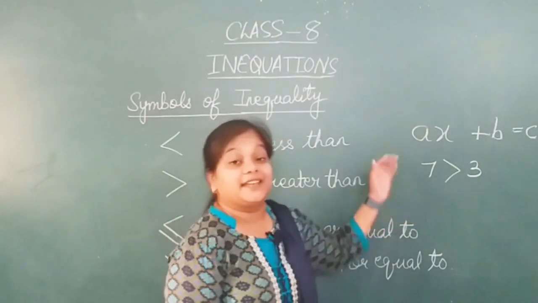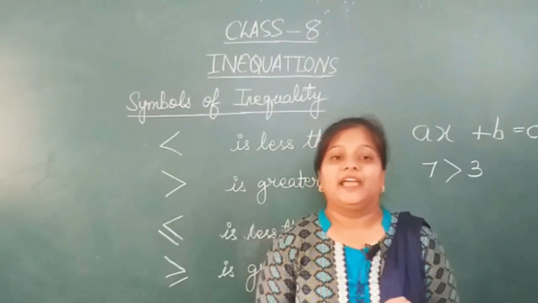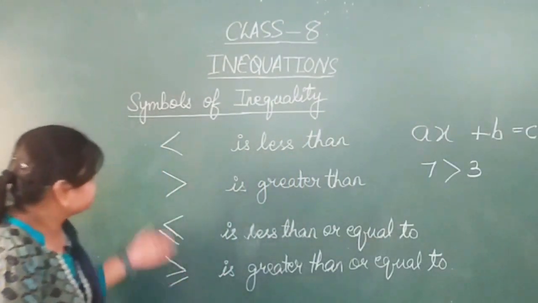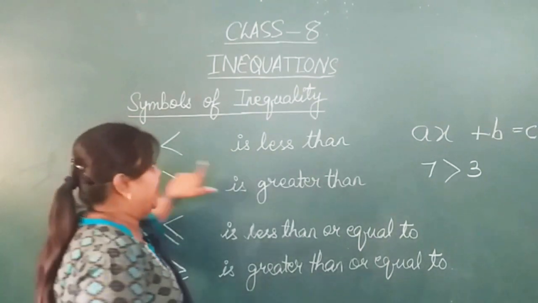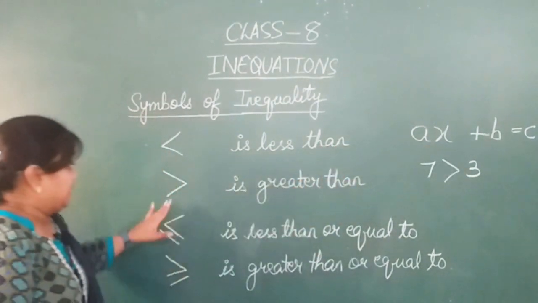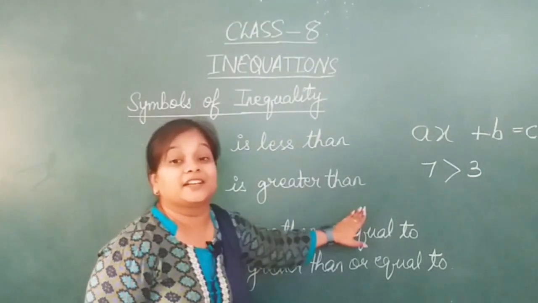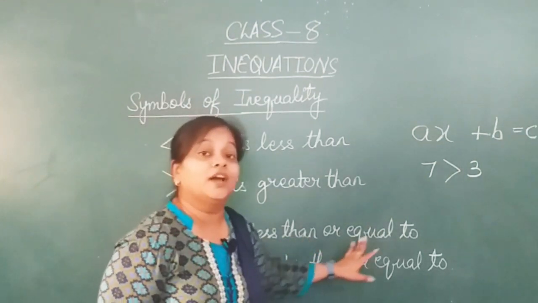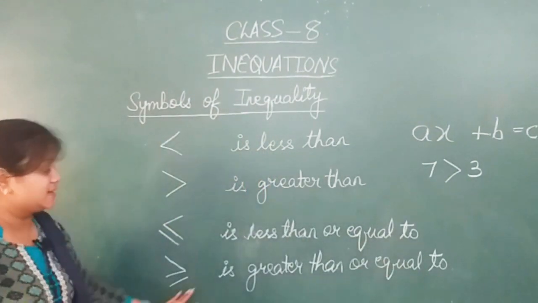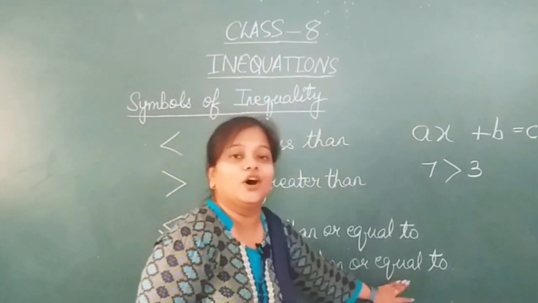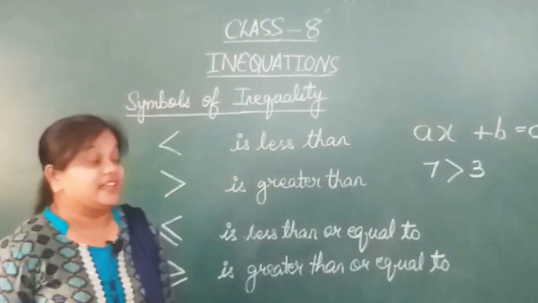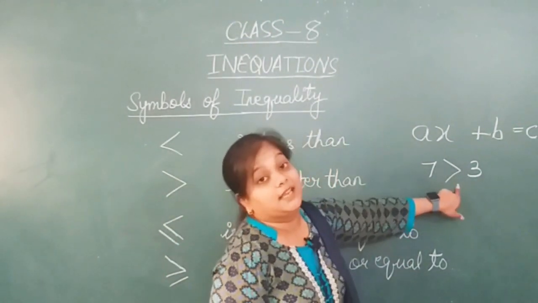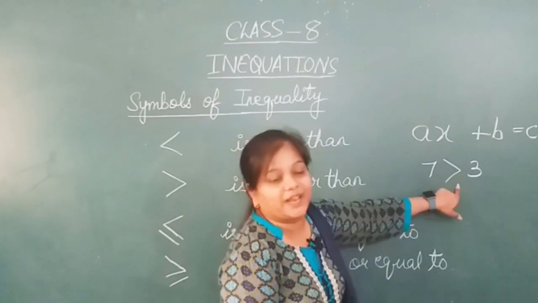Okay? Our next topic is symbols of inequality. The symbols of inequality are represented as follows. This sign is known as is less than. This sign is known as is greater than. This sign is known as is less than or equal to. And this sign is known as is greater than or equal to. So we can say that the greater than sign in the above example is called the symbol of inequality.